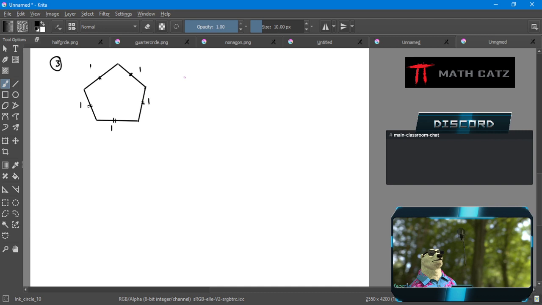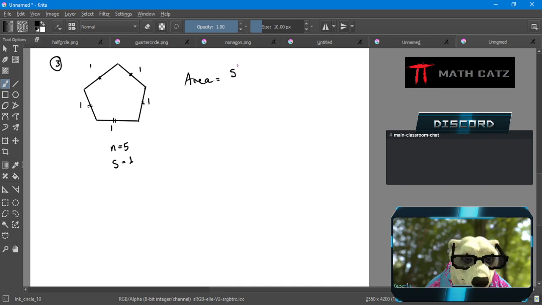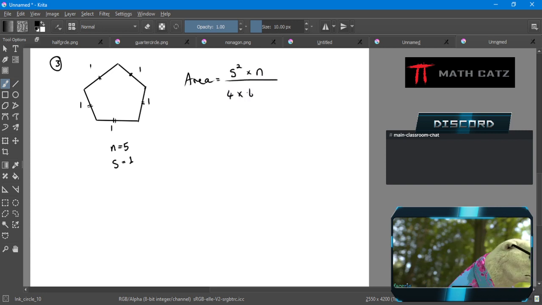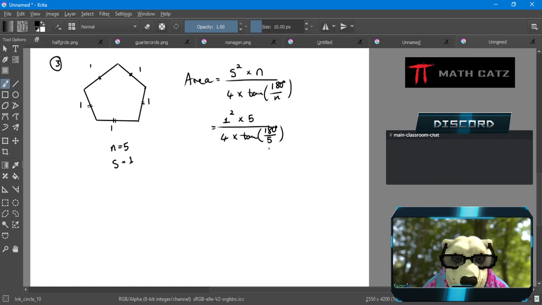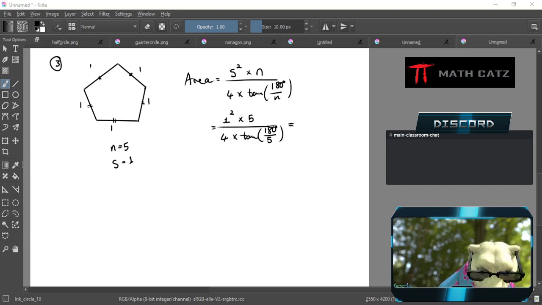I think my straight line tool messed me up a little more than I wanted it to. N in this case is a 5. S is the side length of 1. So my area, again, I write it down so that it helps me to memorize: s squared times n over 4 times tan of 180 degrees over n. So that will be 1 squared times 5 over 4 times tan of 180 degrees over 5, which we can leave like that. You can simplify that first. It really doesn't matter at all. So let's do this last one. Again, I can simplify the top to just a 5. Whoopsie.